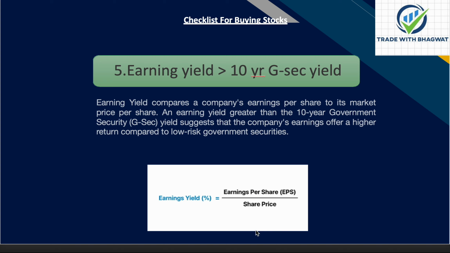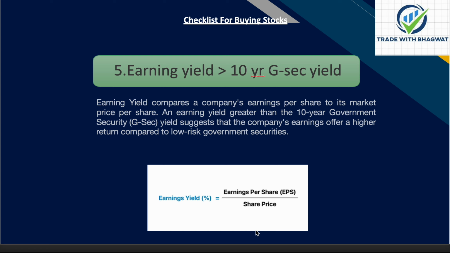Next is all about earning yield. Earning yield compares a company's earnings per share to its market price per share. You can see it in the formula. Simple. An earning yield greater than the 10 year government security, or you can compare straight away with your treasury yield or anything, suggests that the company is earning a higher return compared to low risk government securities. You might be wondering, where can we find it?